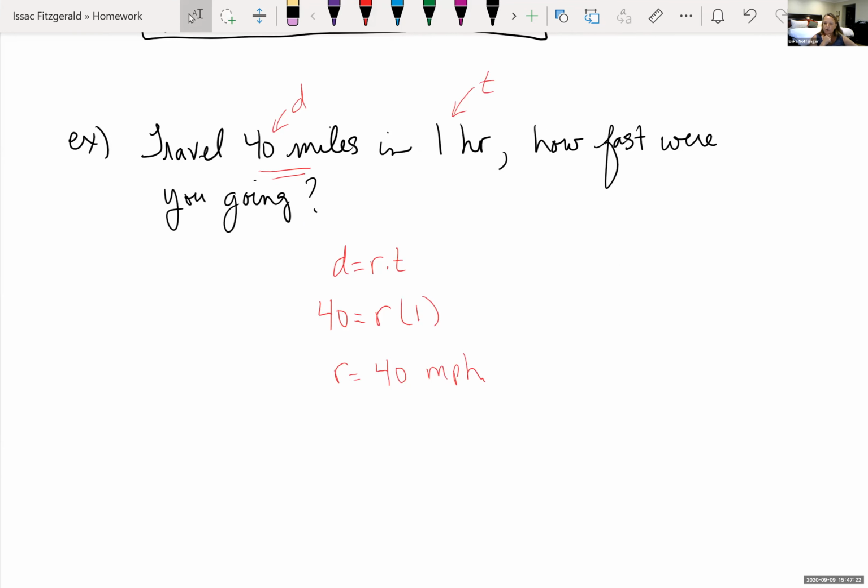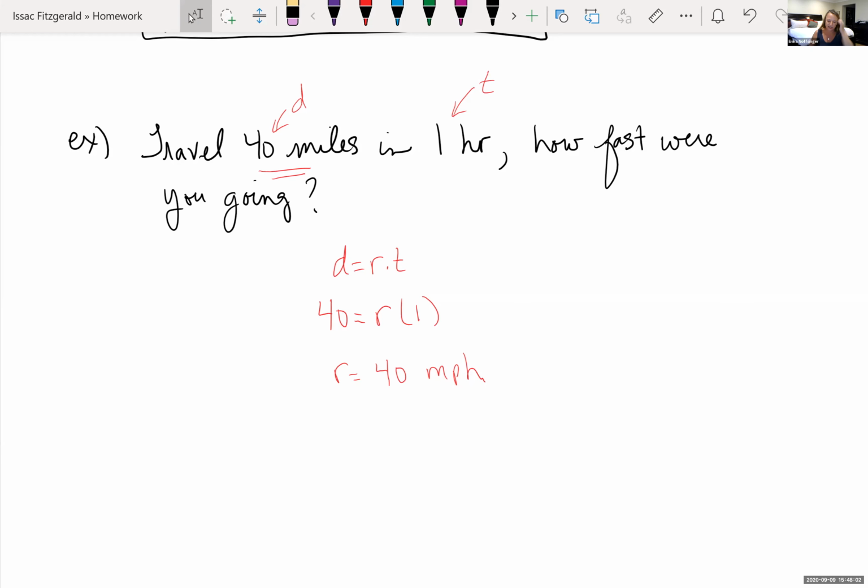But do you think that you were driving 40 miles per hour the whole time that you were traveling to Sacramento from Yuba City? I kind of doubt it, right? You're going to hit some stoplights, maybe some traffic, hopefully you're slowing down sometimes, you're speeding up. So you're not really going 40 miles per hour. That's your average rate of speed is what they're telling us there.